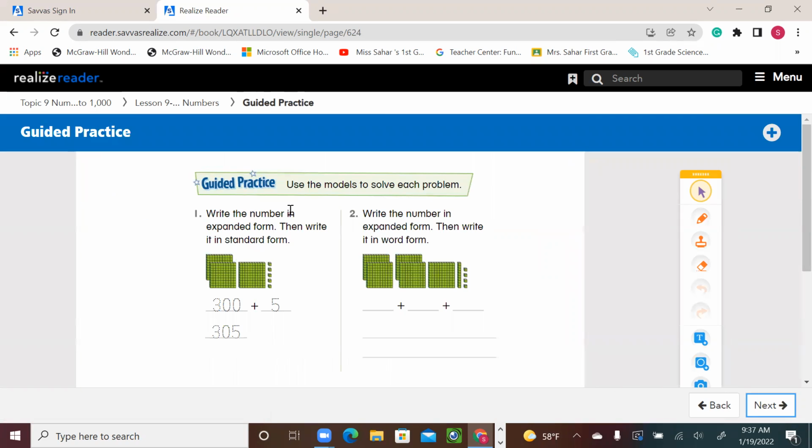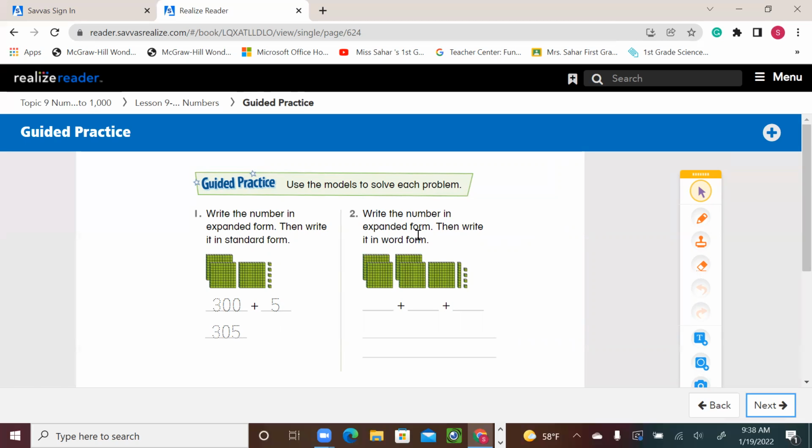All right, use the model to solve each problem. Write the number in expanded form, then write it in standard form. So the first one is done for us. I have 3 flat hundreds, so 1, 2, 3, 300, and I have 5 ones. As you see, I don't have 10 rods, so 300 and 5, so 305. All right, let's see number 2.